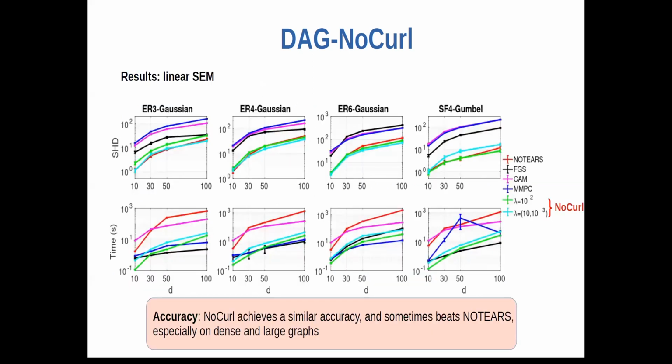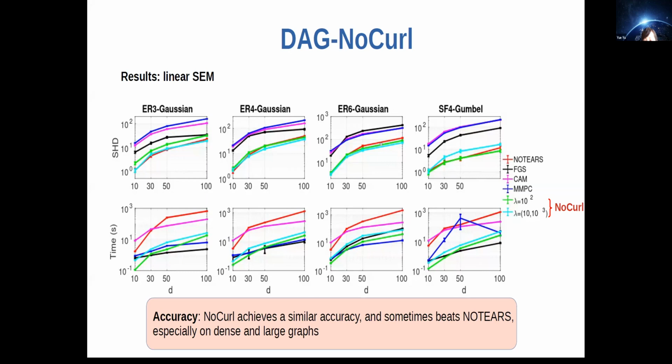So now maybe let's try to see again the comparison with our baseline methods. We have different types of graph. Here, for example, ER6 is very dense, and also that's the most challenging one. The red one is still our baseline, that's NOTEARS. We can see, comparing with other baselines, it has the best accuracy.